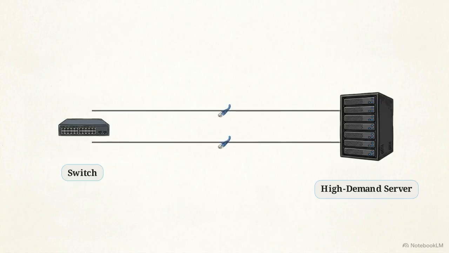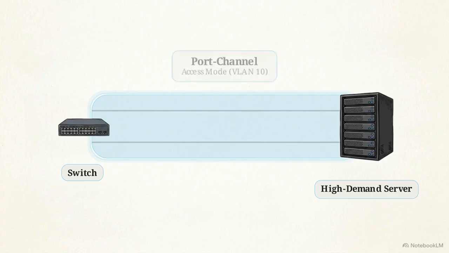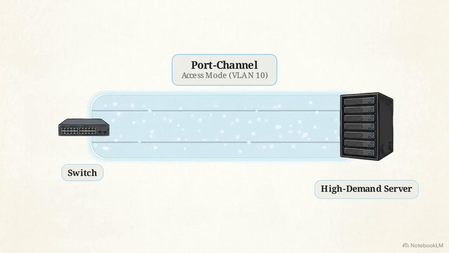If you have a high-demand server equipped with multiple network cards, you can configure those ports as access links and lock them together, delivering heavy traffic to the server without interruption.